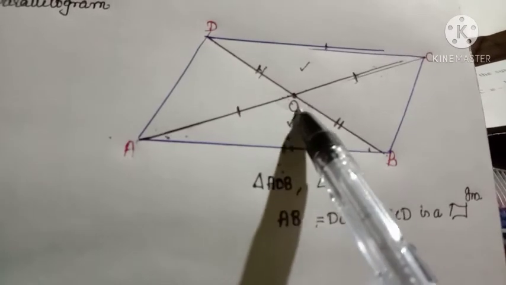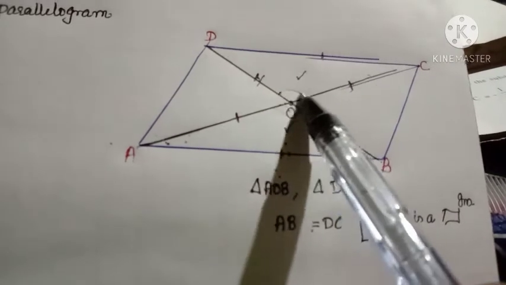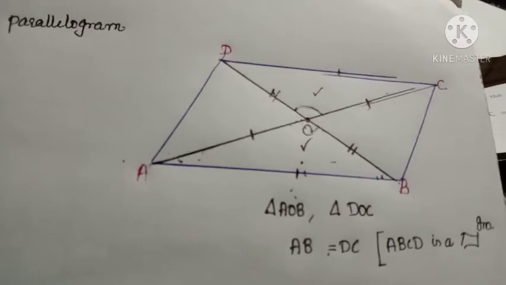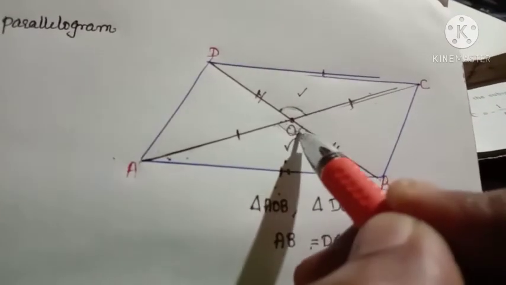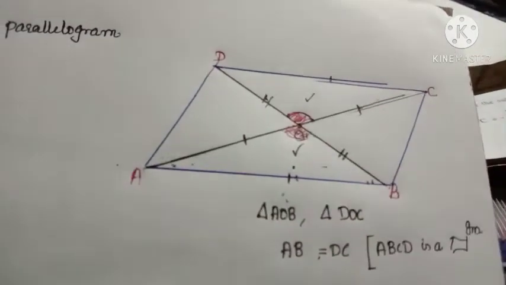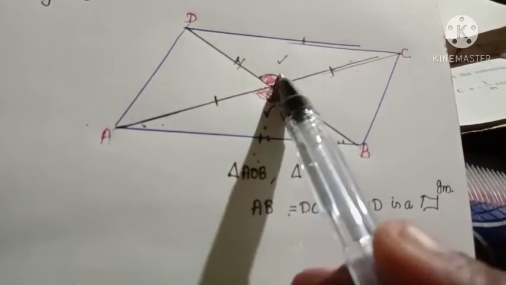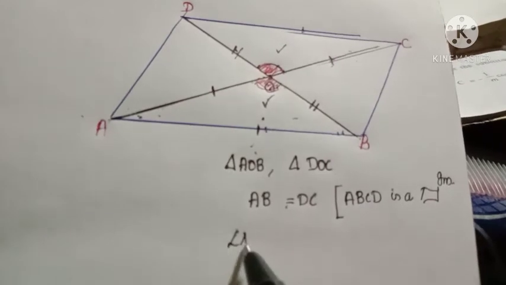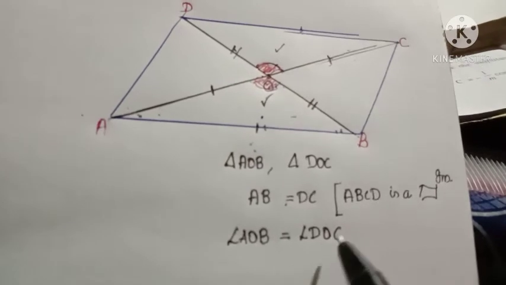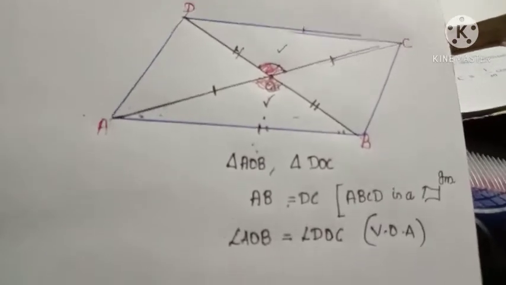Now, listen, this angle, angle AOB, and this angle, what is this angle? DOC. Consider the angles. One angle is AOB and the next angle is DOC. Are they equal? Yes. What is the reason? They are vertically opposite angles. So we can write angle AOB equal to angle DOC, or COD. Vertically opposite angles are equal.